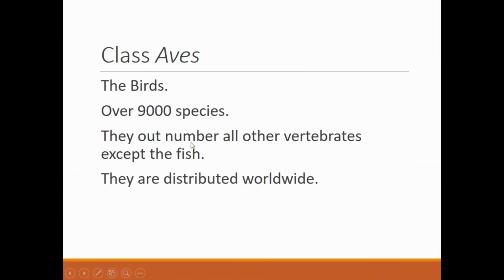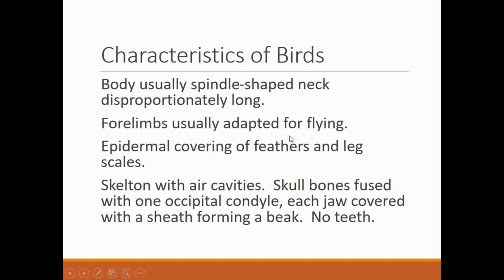All right, class Aves, the birds. There are over 9,000 species. They outnumber all other vertebrates except fish. They are distributed worldwide, and they can fly, so it's pretty easy to get anywhere you need to go if you can just fly over top of everything. So they are found everywhere.